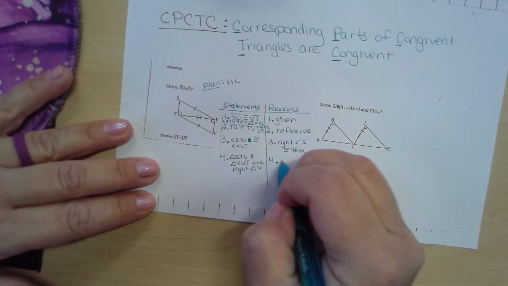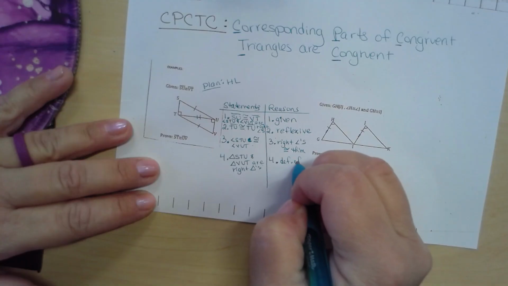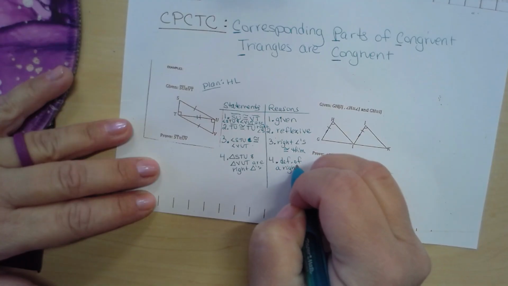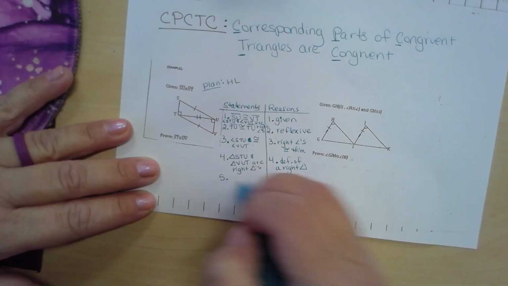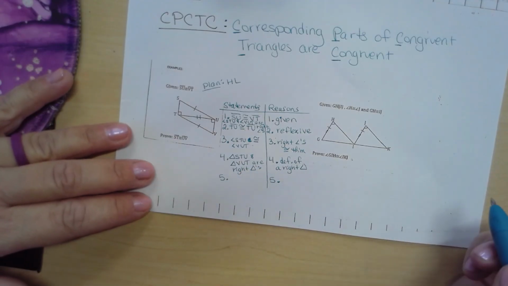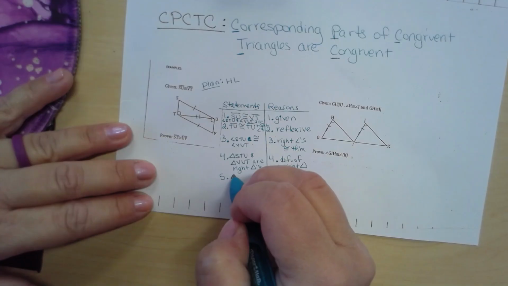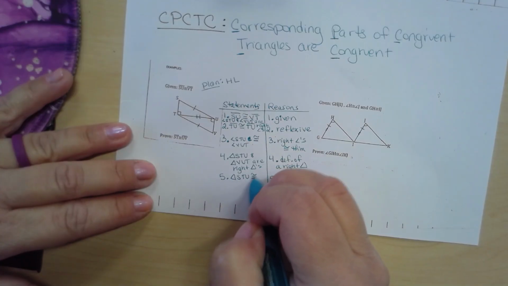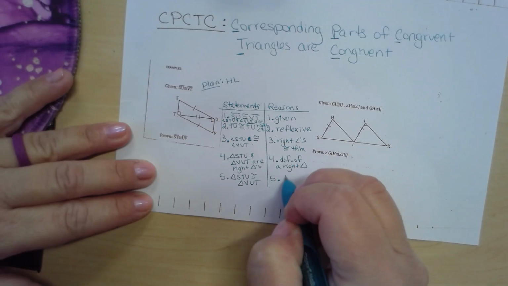Why do we know that? Because of the definition of a right triangle. So now we can prove the triangles are congruent by HL.